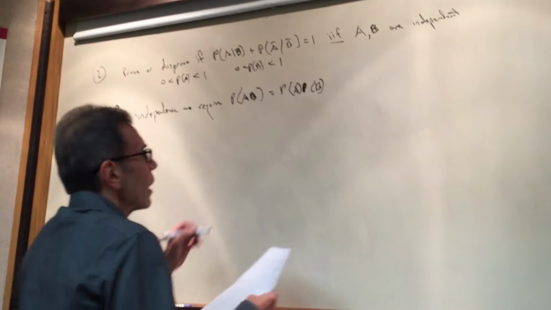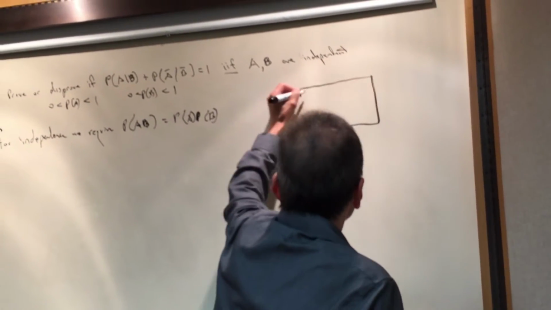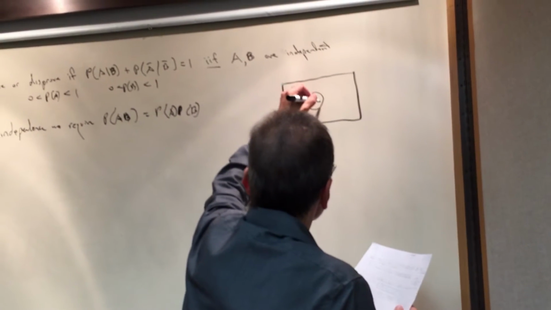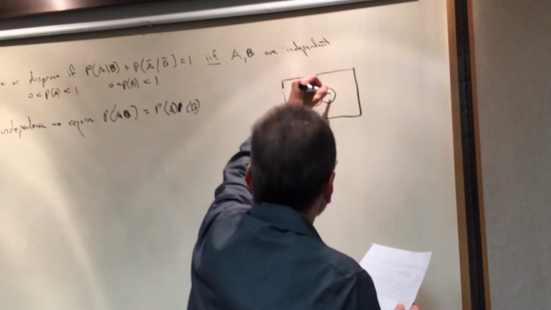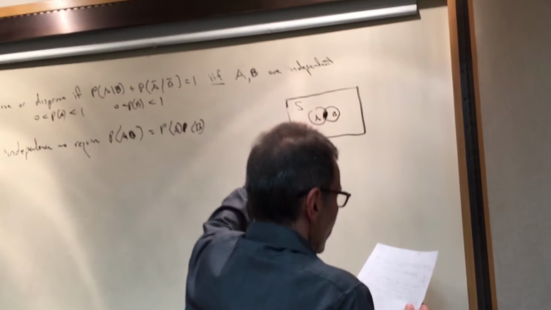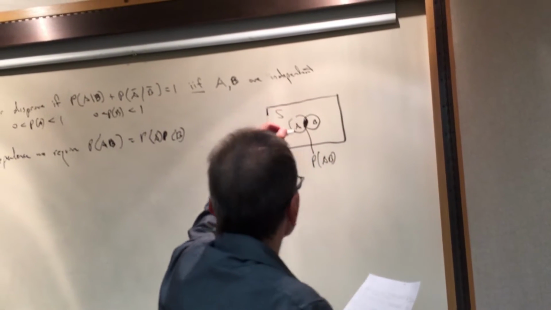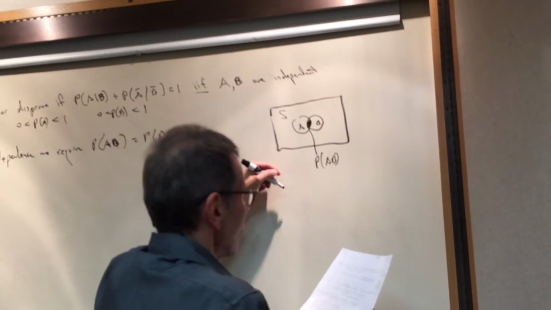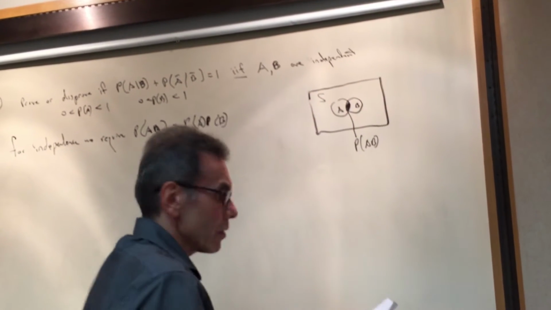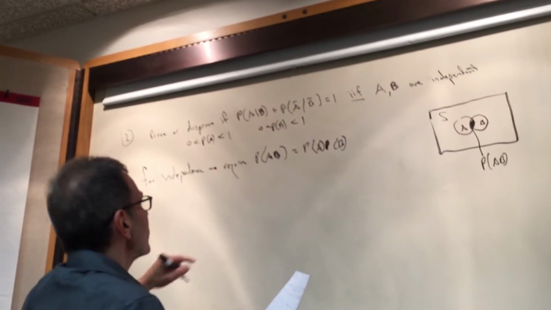Let's get a visual of that. Let's draw the decision space, with a circle for A and a circle for B. What is it that we're trying to do? We want the probability of A intersect B, which is that region there, to equal the probability of A times the probability of B. It's always good to have a visual.